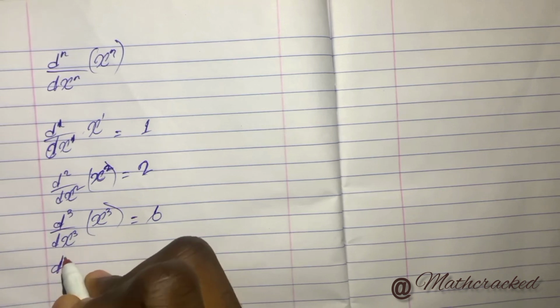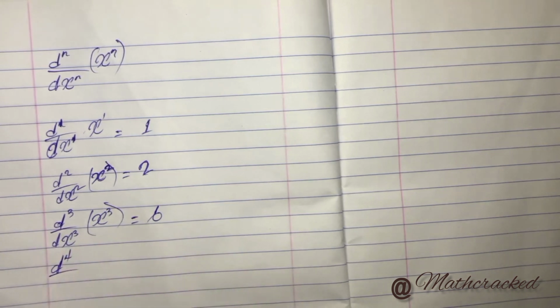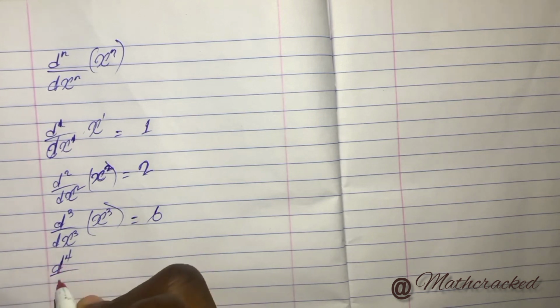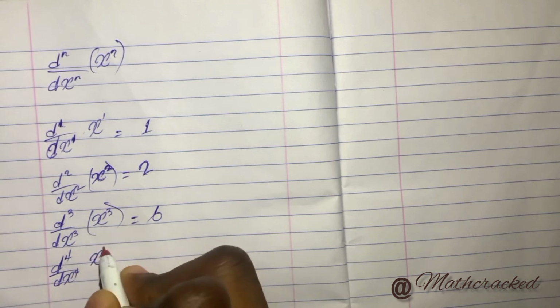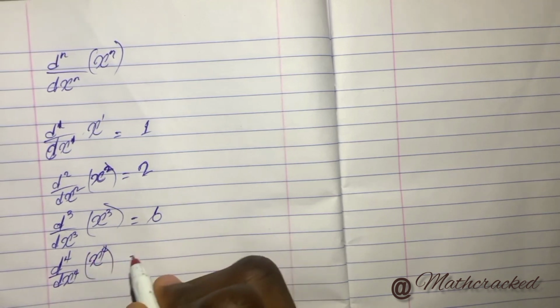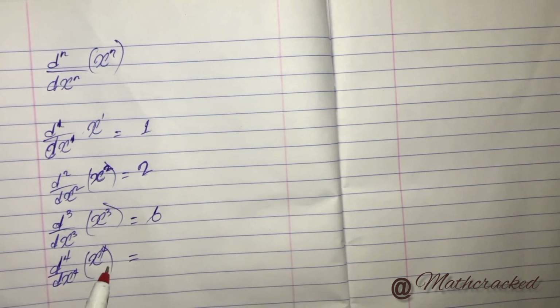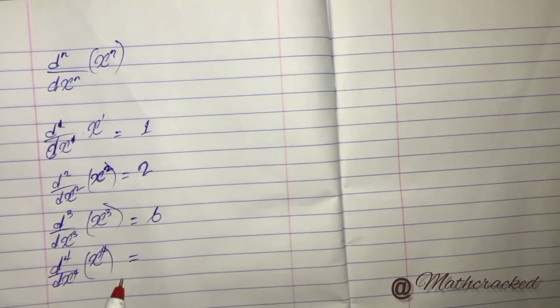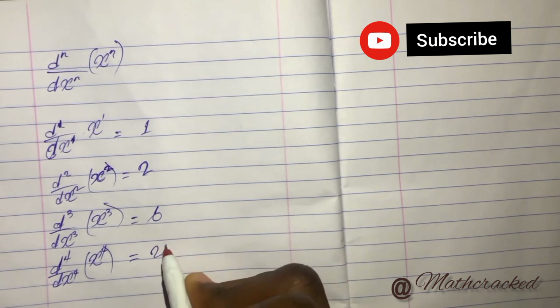The next one, differentiating x raised to power 4, 4 times. That is the fourth derivative of x raised to power 4. This will give us, differentiating for the first time, we have 4x cubed. The second time, we have 12x squared. The third time, we have 24x. And for the fourth time, we have 24.